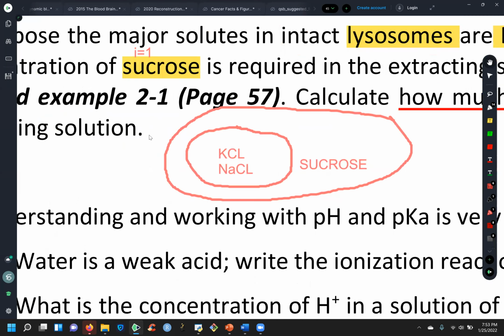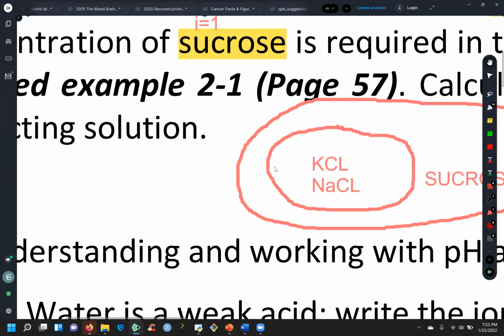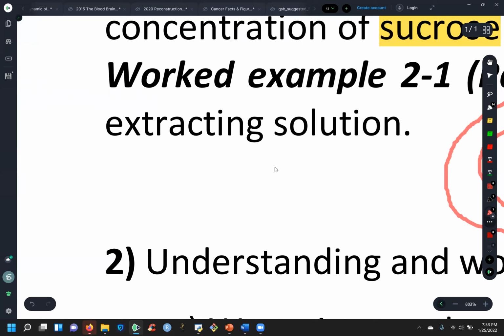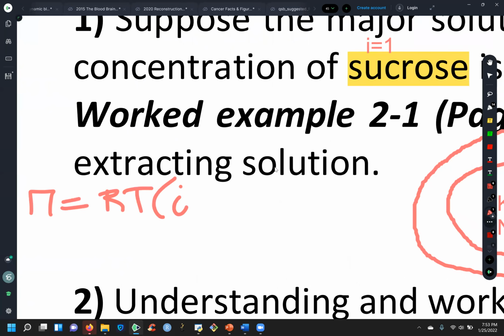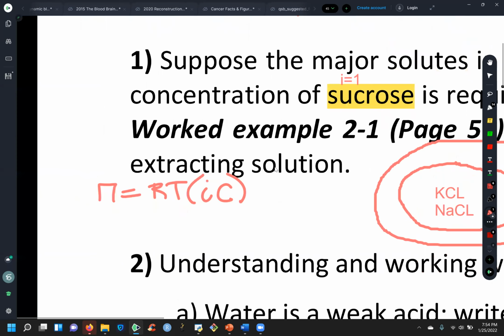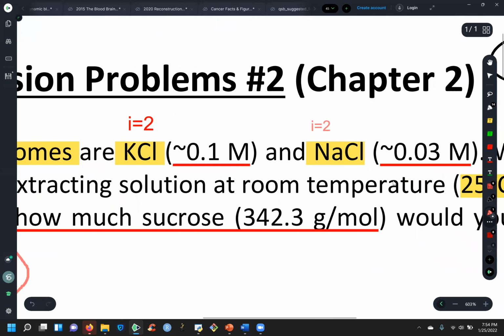Because potassium chloride will dissociate into two molecules, let's start off with our formula. Our osmotic pressure is equal to RT, the universal gas constant and temperature in Kelvin, times i, the number of molecules or ions, times the concentration. For sucrose, i equals 1 because sucrose does not dissociate into 2 or 3 products. It just remains one product. C is the concentration in molarity. They did give us the concentration for potassium chloride and for sodium chloride.